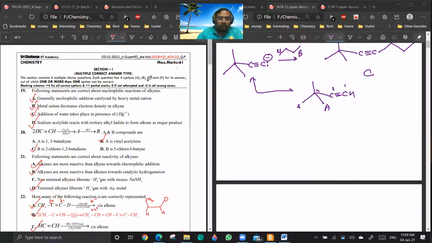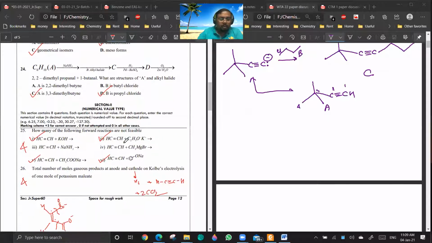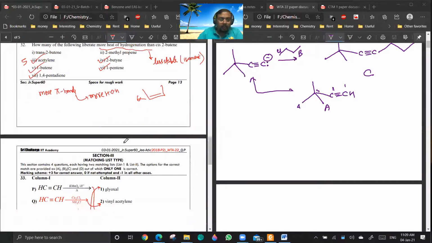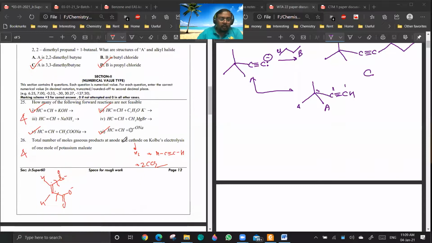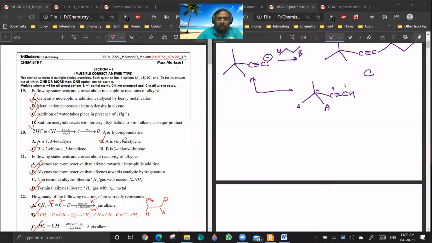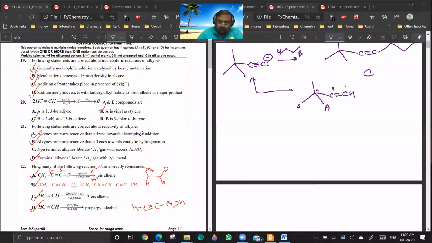Okay, so today we are going to discuss WTA 22, which is an advanced based paper on alkynes mainly. This paper in front of you consists of 3 sections. Section 1 is multi-correct type with 1 or more options. Section 2 is numerical value type, and section 3 is match the following. So we'll be starting with section 1 first, which is the multi-correct answer type. So question number 19, 20, 21 and 22. Any doubts?